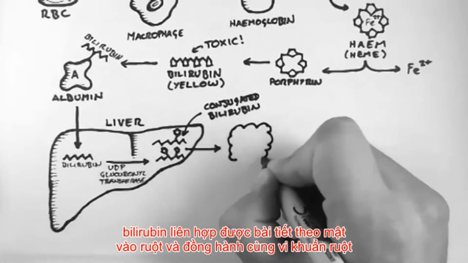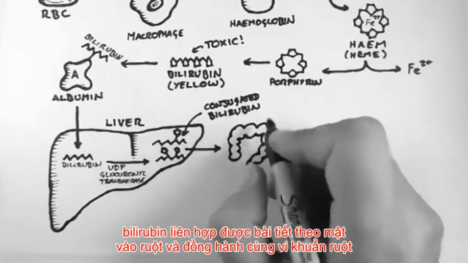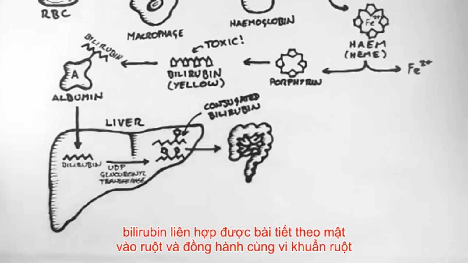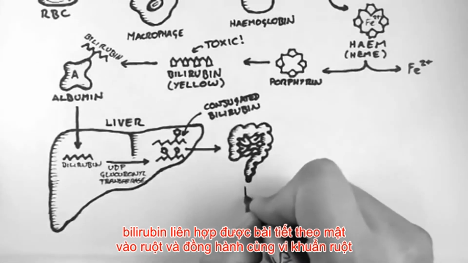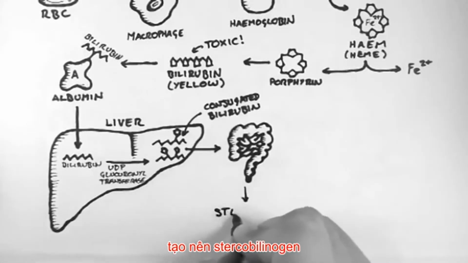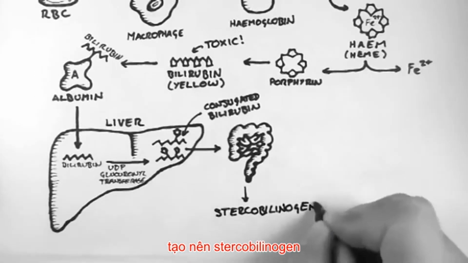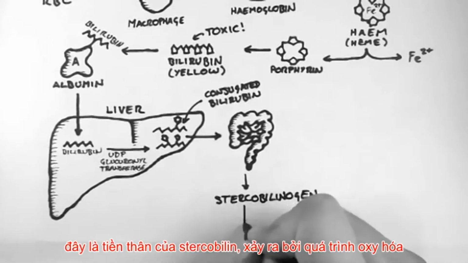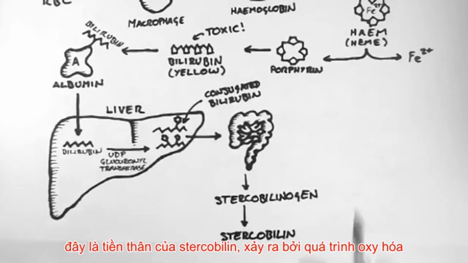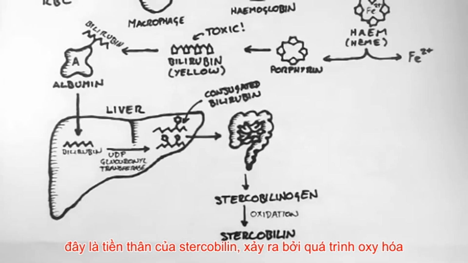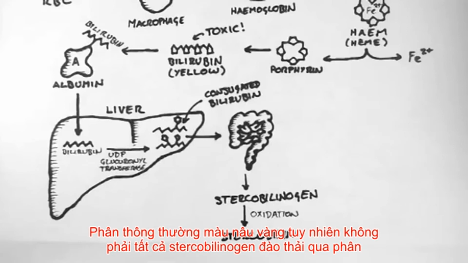The conjugated bilirubin then gets excreted in the bile into the intestines. It then gets acted upon by the bacteria in the intestines to produce stercobilinogen. This is a precursor to stercobilin. This occurs by oxidation, and stercobilin is the molecule that gives feces its characteristic brown color.